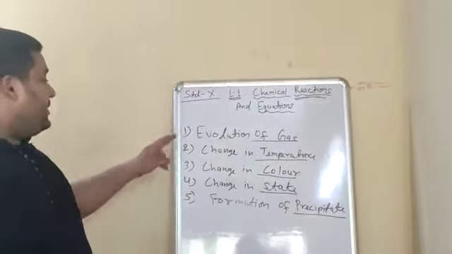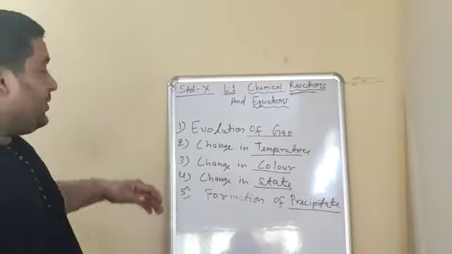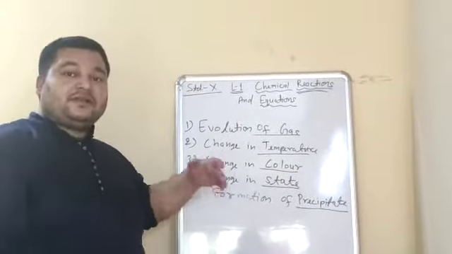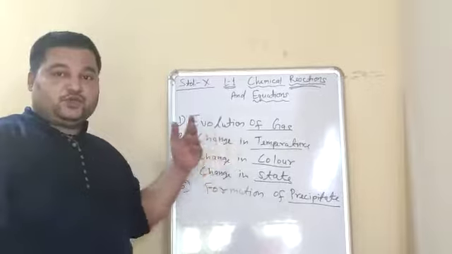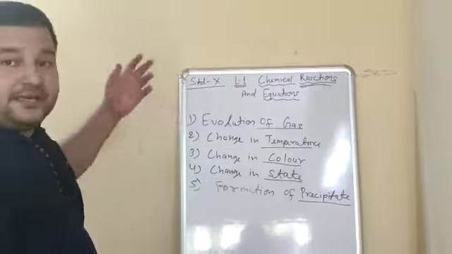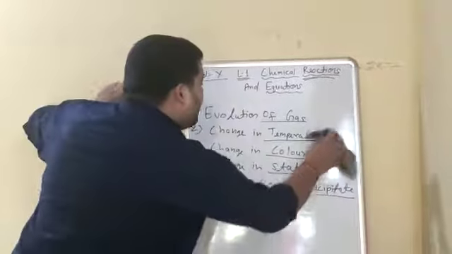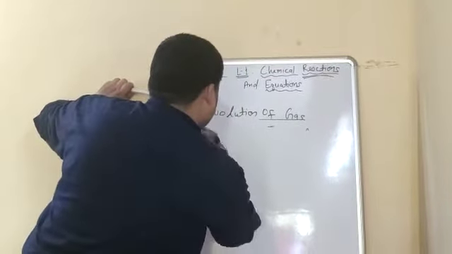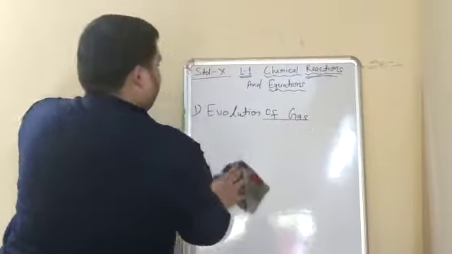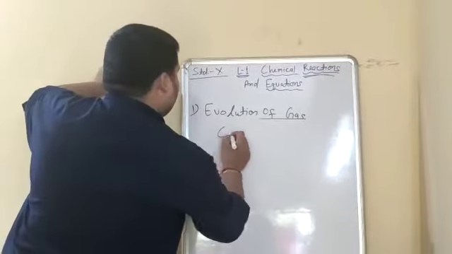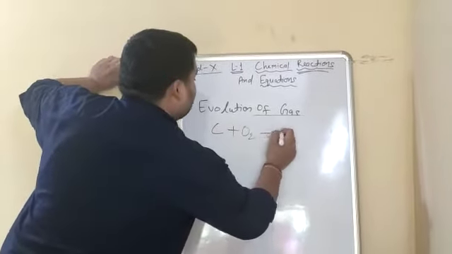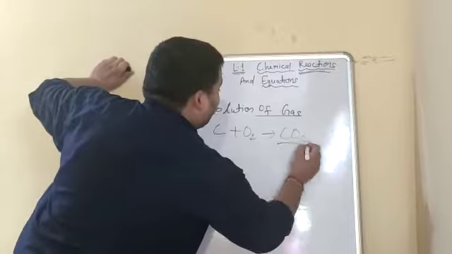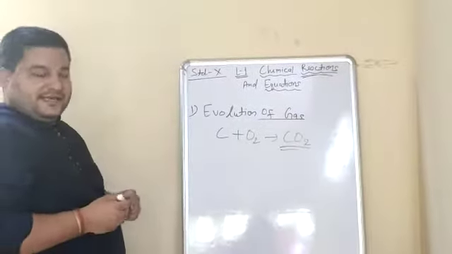One by one we will see evolution of gas. So in any chemical reaction, when gas is evolved or released, you can say that chemical reaction is taking place. For example, when carbon react with oxygen, carbon dioxide is formed, and which is gas.